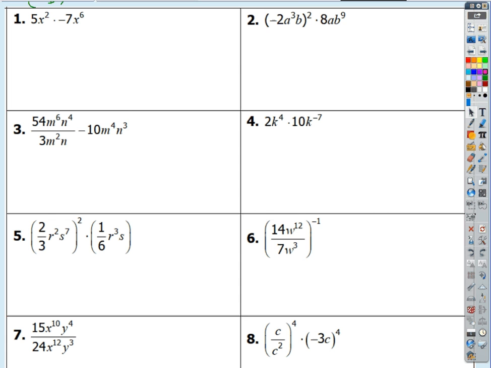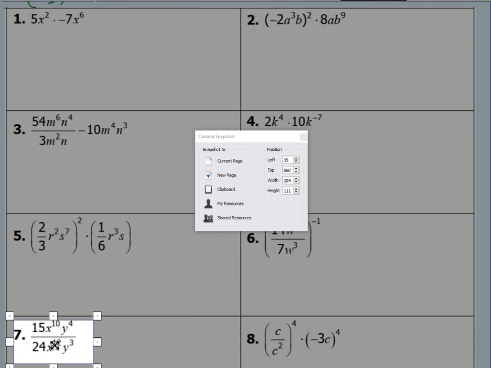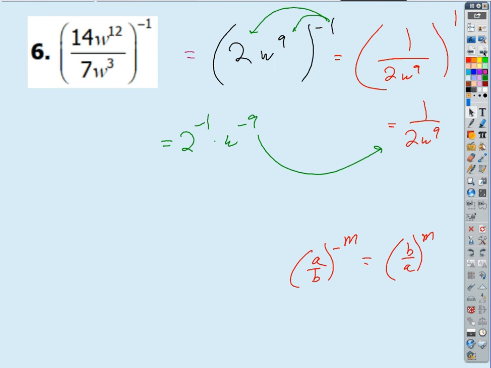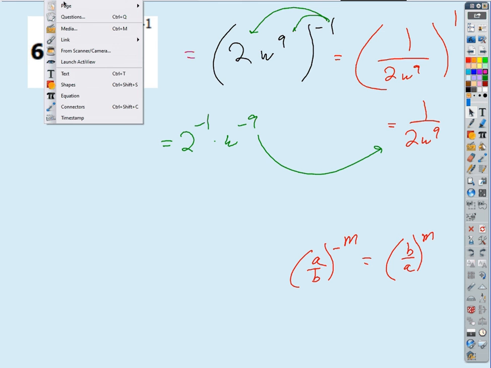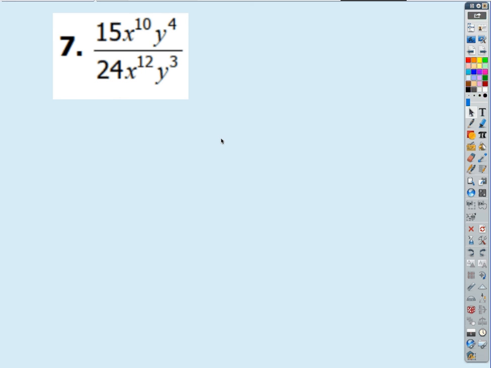Okay, and then finally, let's do, okay, I think number 7, and then I think we're good. Okay, what about this one? What would I do? This isn't very hard. What would we do?